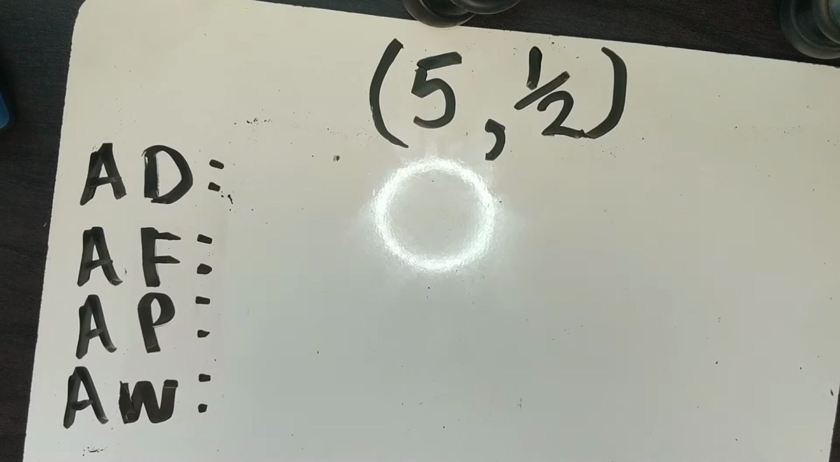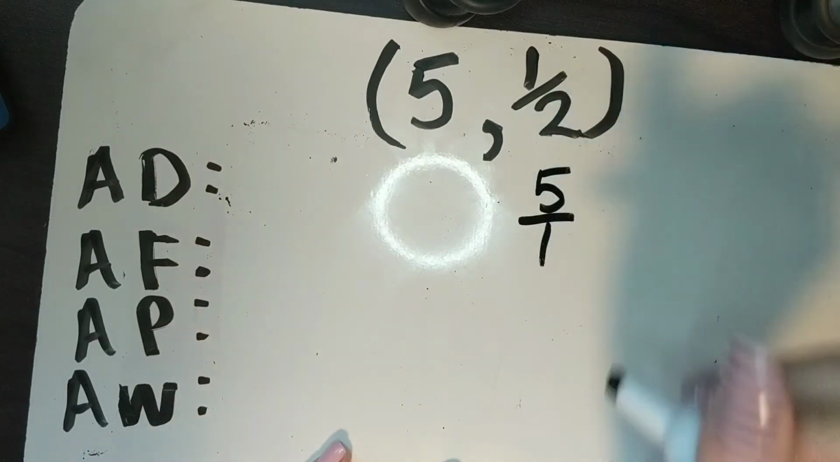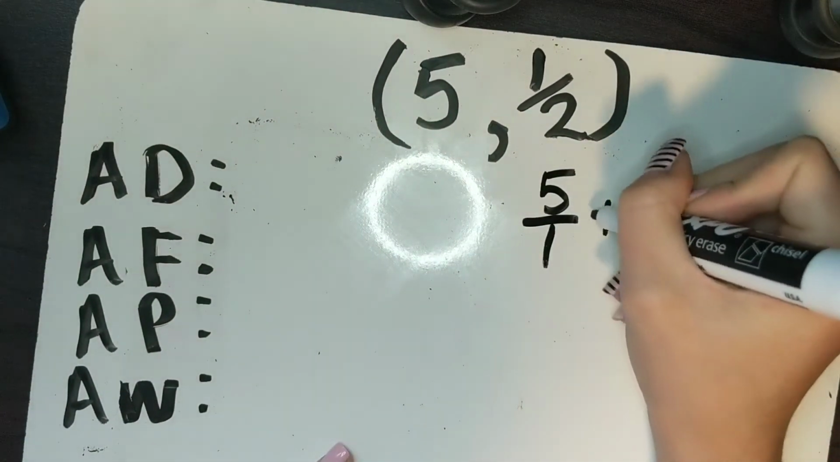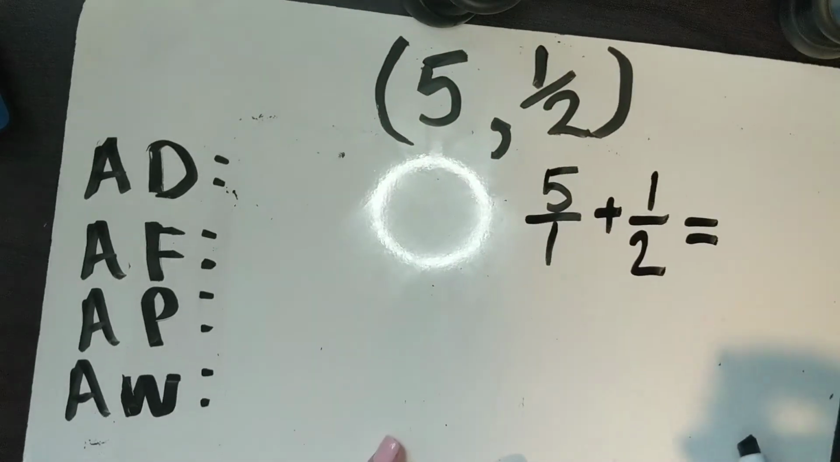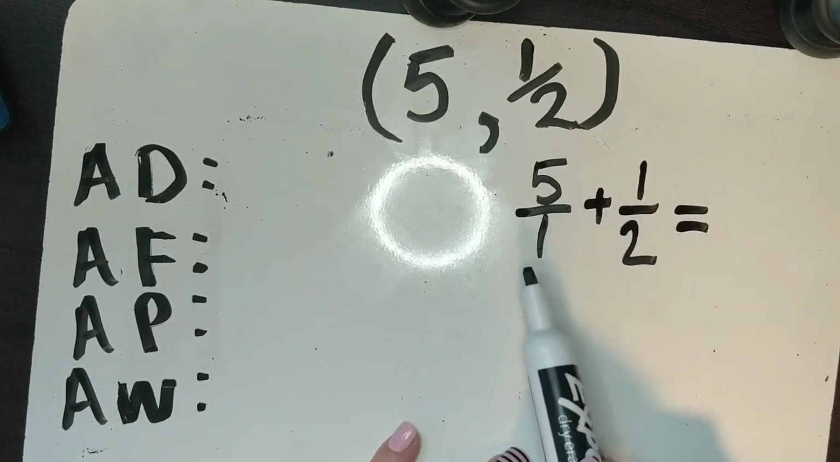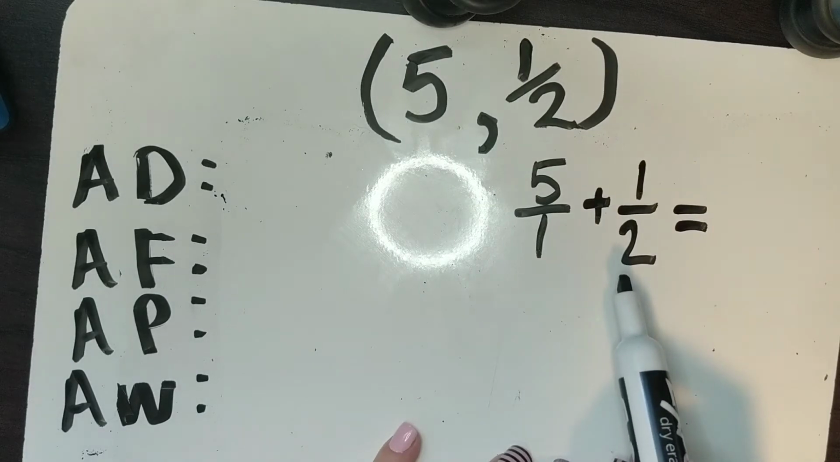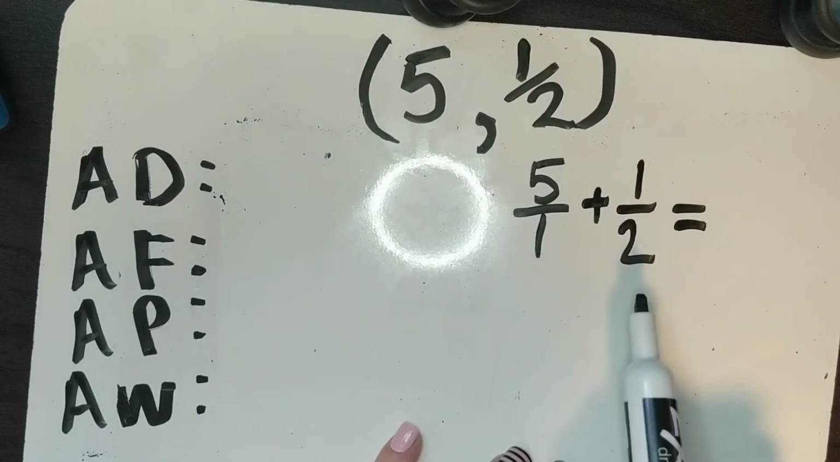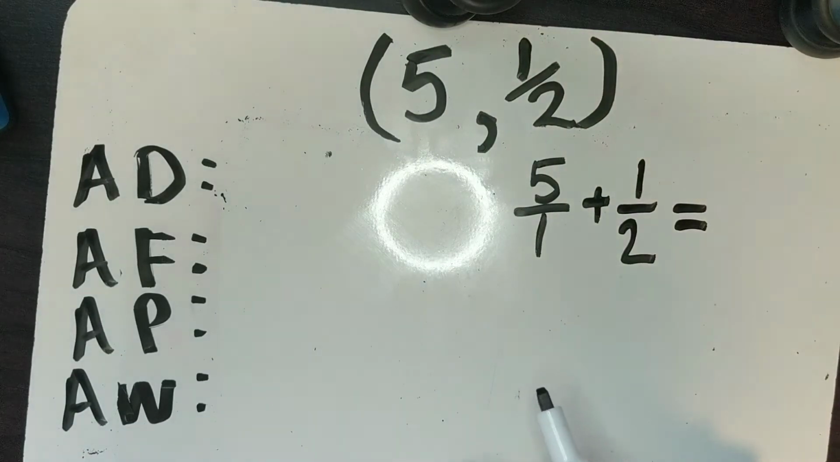So what I'm going to do first is follow the tip of putting my whole number 5 over 1 to make it into a fraction. Then I'm going to set up my addition problem. Now the rule, like I just said, for adding fractions is that these denominators have to be the same number before I can start adding. Well, we have a problem. They are not the same. So what I have to do is find a common denominator.